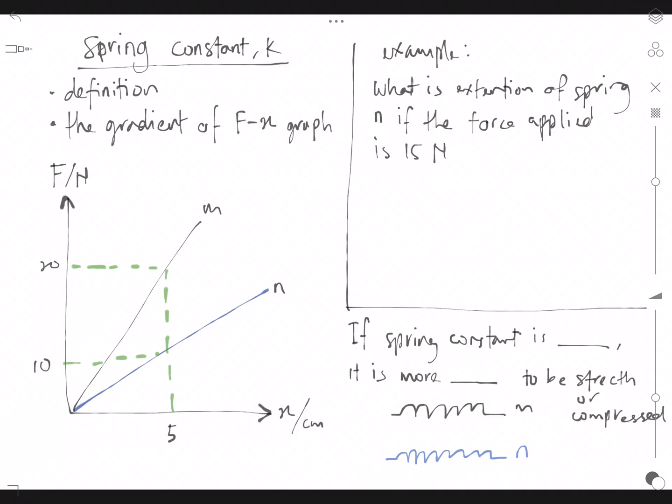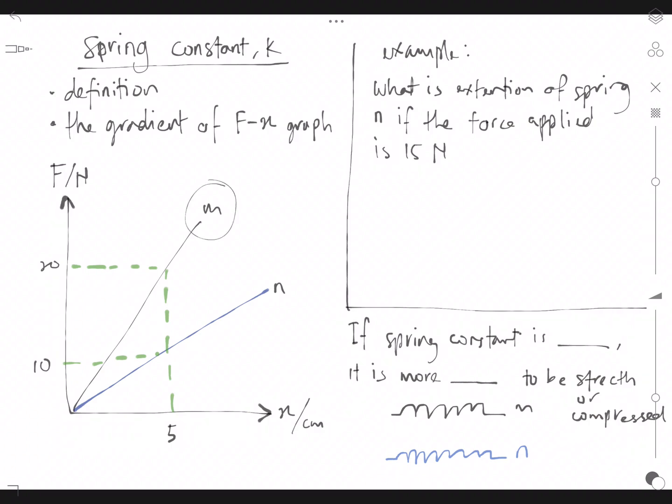The next topic is spring constant, K. We need to know what is the definition for spring constant. I'm going to read it for you. Please jot it down. Spring constant K can be defined as the force that is needed to extend a spring by a unit length. Okay, that is the definition for spring constant. And as I told you from the previous video, the gradient of the F-x graph is the spring constant of the spring.